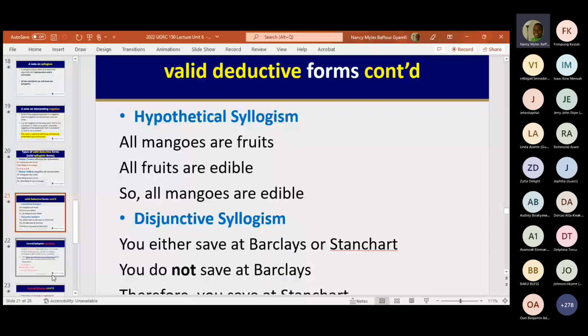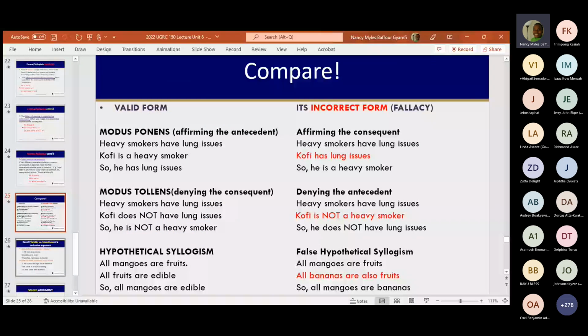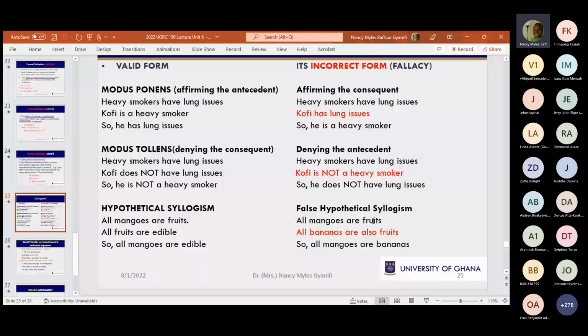You shouldn't go and say, so where is it? Let's compare. On your screen now, watch please. You shouldn't go and say that all mangoes are fruits, then you leave the fruits there and go and take another premise. All bananas are also fruits. So you want to conclude, therefore, that all mangoes are bananas. No, sir. That is not valid. The correct one is to our left side here. Watch. All mangoes are fruits. The next one should say all fruits are something else, are edible. Then you can conclude that all mangoes are edible. That is the correct pattern.